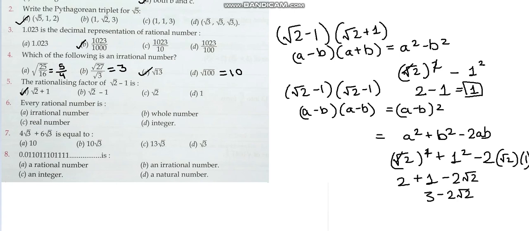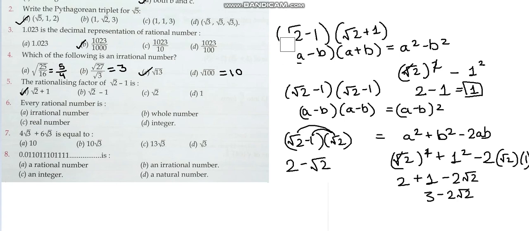And in the third option it is root 2. When root 2 minus 1 is multiplied by root 2, it will be multiplied by both of them. So root 2 into root 2 is root 2 square or 2, and when minus 1 is multiplied by root 2, it is minus root 2. So 2 minus root 2 is also not a rational number. And in the last option, 1, when root 2 minus 1 is multiplied by 1, it remains the same. So it is also not a rational number, and the answer is option A, root 2 plus 1.